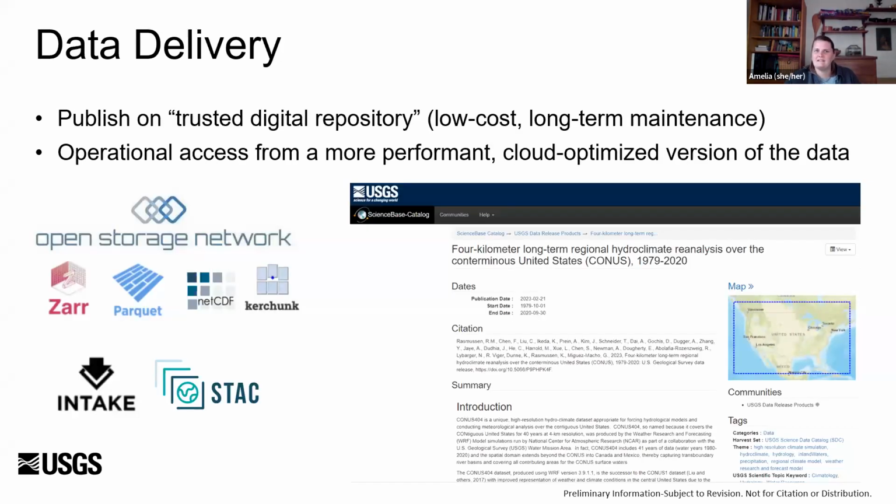Okay, so now I'll get into the components. So the first one is the data delivery piece. So at USGS, we have a requirement that we publish all of our data on a trusted digital repository. You don't need to worry about the details of that, but essentially it's a place that we publish data that is going to guarantee the long-term storage and maintenance of that data at a low cost.